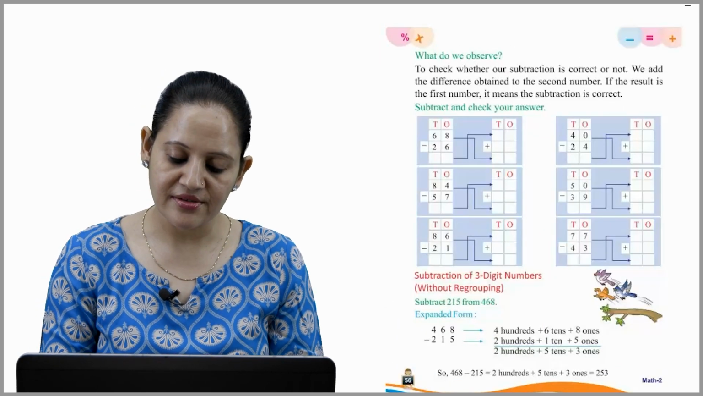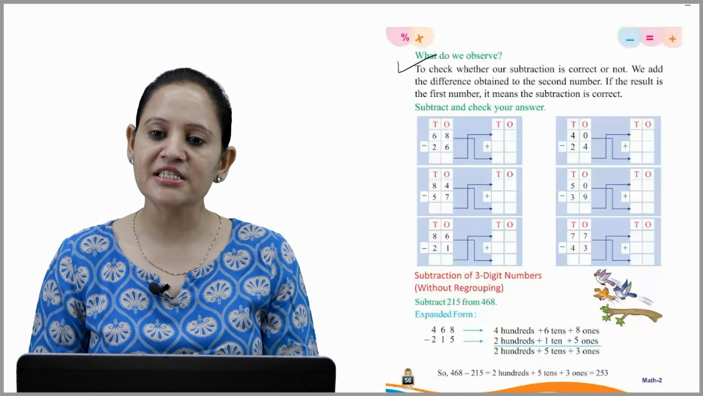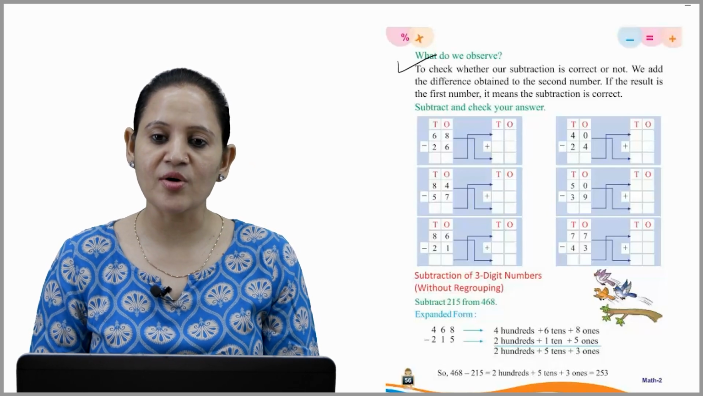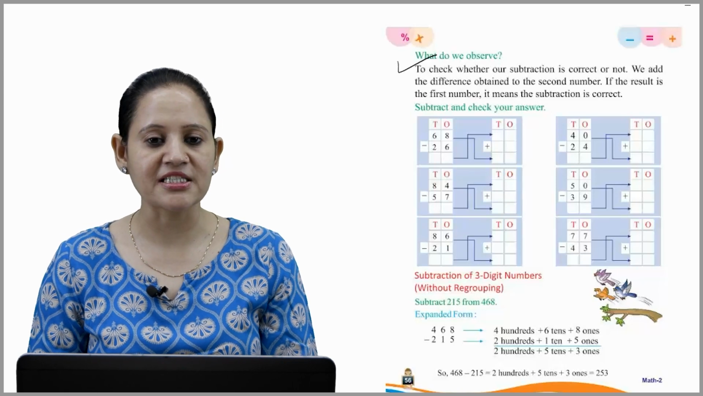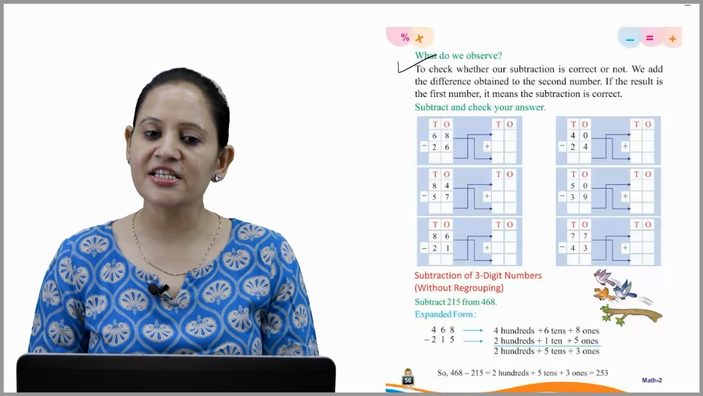What do we observe? To check whether our subtraction is correct or not, we add the difference obtained to the second number. If the result is the first number, that means subtraction is correct. Subtract and check your answer.